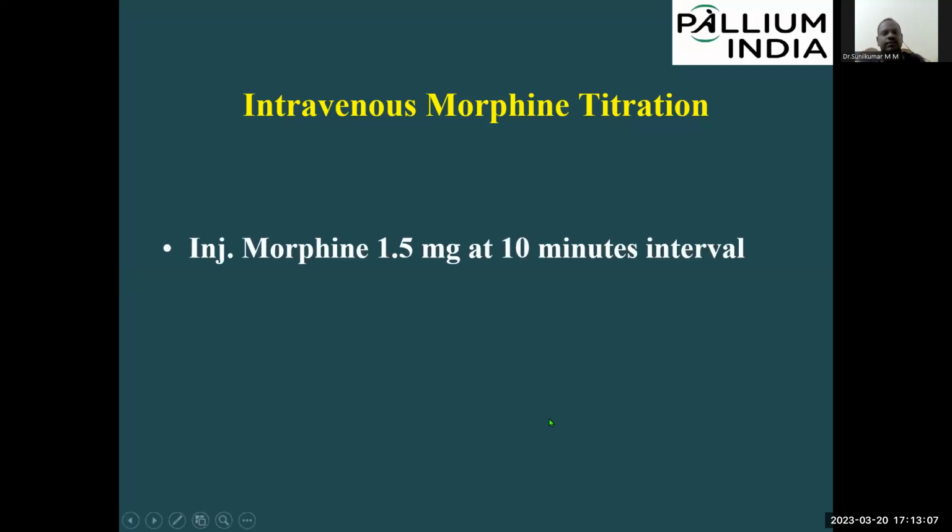So you have to give injection morphine 1.5 milligrams at 10 minute intervals. So you will give injection morphine 1.5 milligrams now and wait for another 10 minutes before giving another 1.5. Okay. So what is the immediate side effect that you are expecting with this 1.5 milligram of injectable morphine?